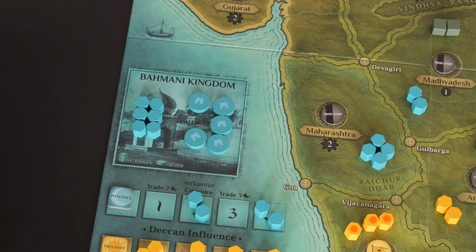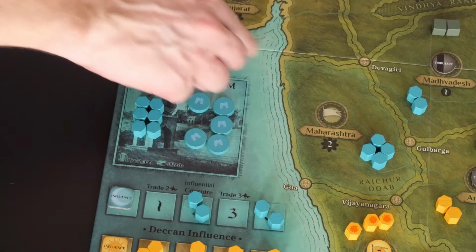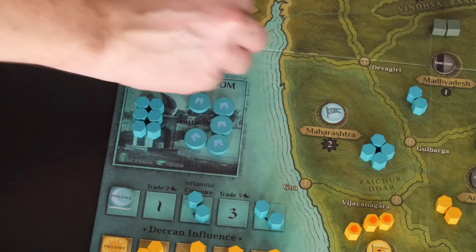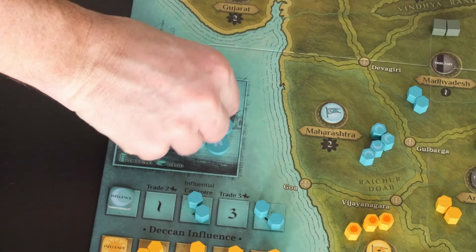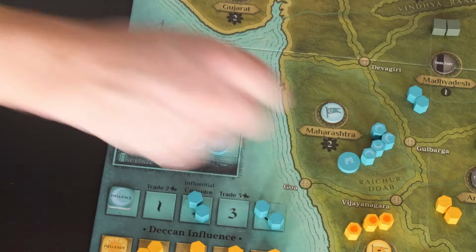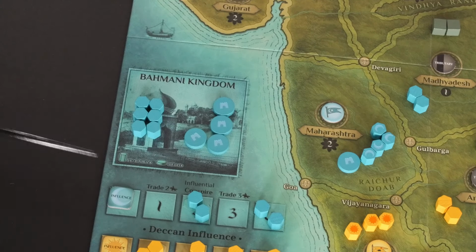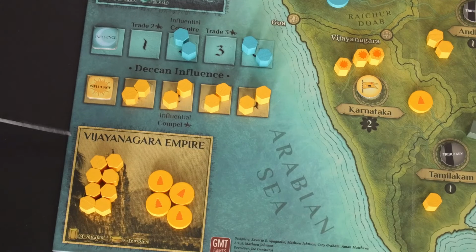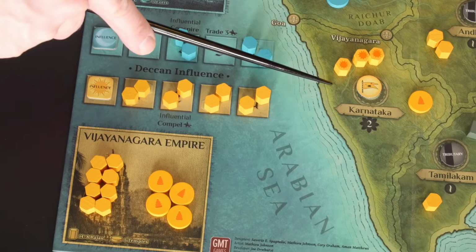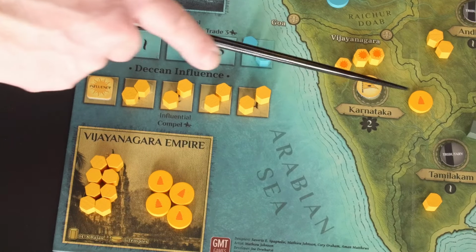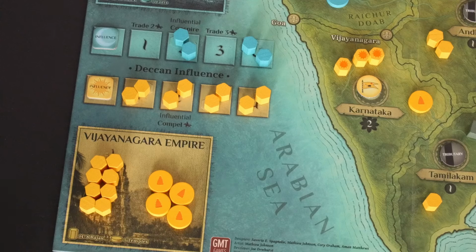The Bahmani Kingdom scores points for the prosperity of their independent provinces on the map, as well as the number of forts on the map, and the influence level on the Deccan influence track. Similarly, the Vijayanagara Empire scores points for the total prosperity of their independent provinces, plus the number of temples that they have on the map, plus their Deccan influence.